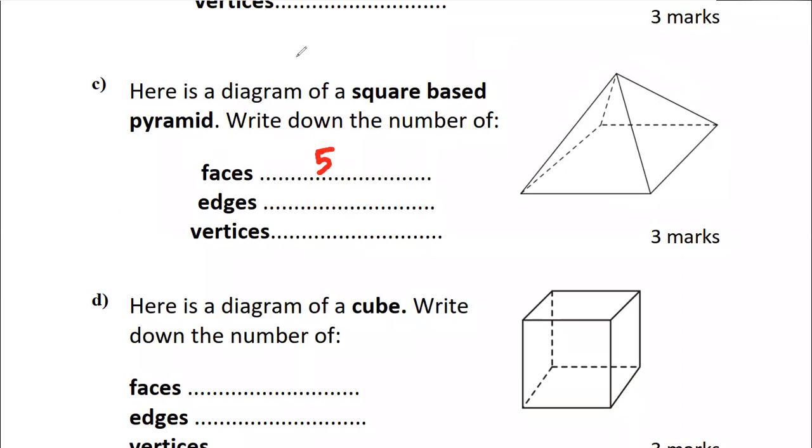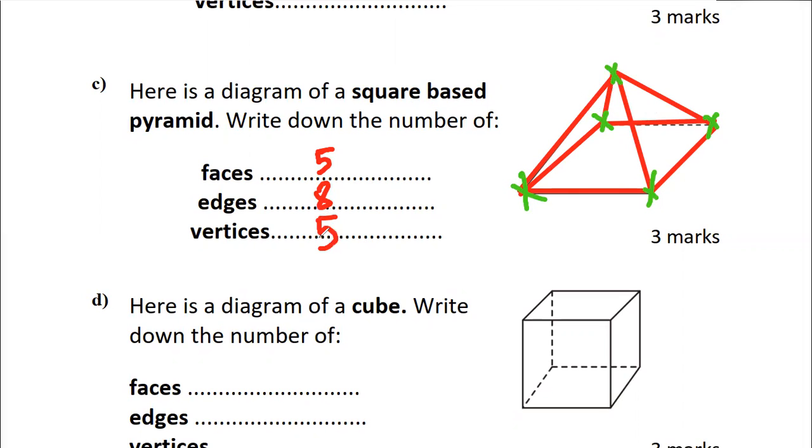How many edges does it have? Let's trace its edges. 1, 2, 3, 4, 5, 6, 7, 8. So altogether it has 8 edges. And how many vertices does it have? Let's see how many corners the shape has. 1, 2, 3, 4, 5. Right, so it means that it has 5 vertices.